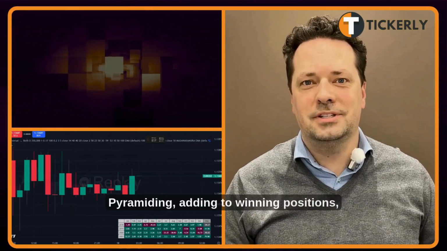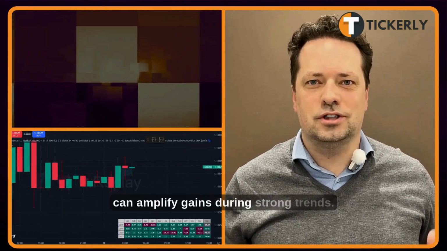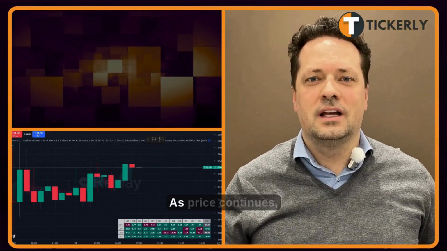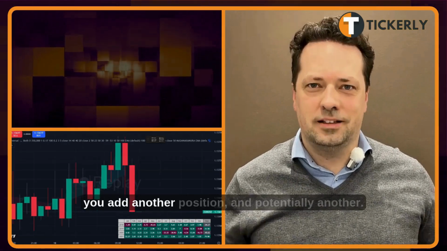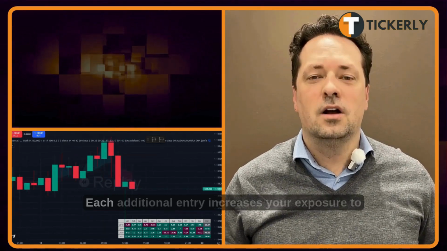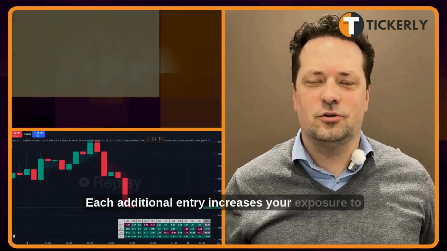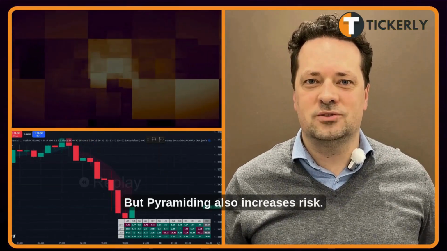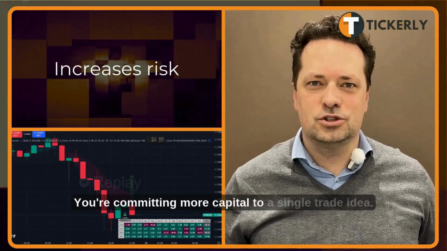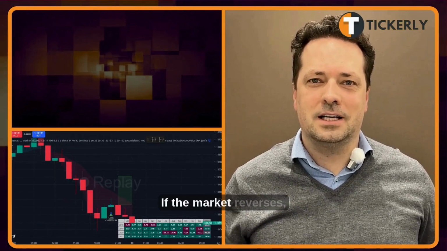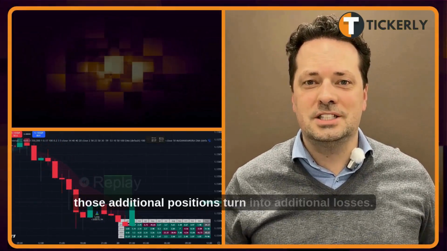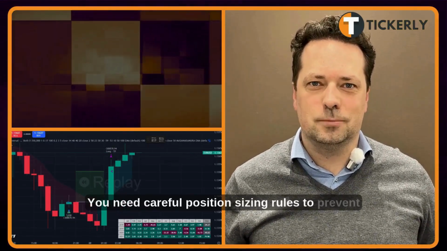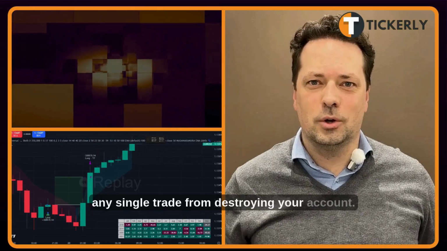Pyramiding, adding to winning positions, can amplify gains during strong trends. Your initial entry captures the beginning of the move. As price continues, you add another position and potentially another. Each additional entry increases your exposure to a trade that's working. But pyramiding also increases risk. You're committing more capital to a single trade idea. If the market reverses, those additional positions turn into additional losses. You need careful position sizing rules to prevent any single trade from destroying your account.